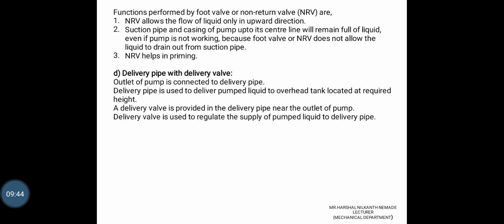The non-return valve allows the flow of liquid only in the upward direction. The suction pipe and casing of the pump up to the central line will remain full of liquid. The non-return valve helps in priming, and the last part is the delivery pipe with the delivery valve.